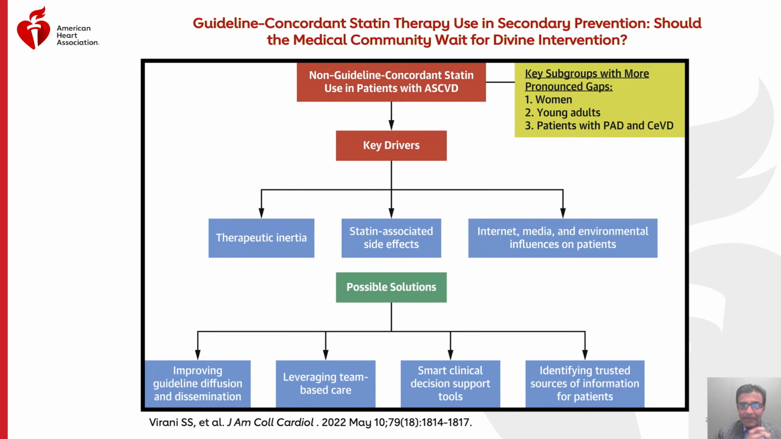Again, this is something that I recently wrote in a medical journal. We have a lot of therapeutic inertia, right? But at the same time, patients may have statin-associated side effects, and then we, of course, have to deal with internet, media, and environmental influence that the patients have. And a lot of those are the key drivers as to why we are still struggling with almost 20% of the patients in secondary prevention not receiving a statin, and about 50% of them not on high-intensity statin therapy in good healthcare systems that are working very effectively. So we have a lot of room in terms of improving even the statin therapy use in patients in secondary prevention.